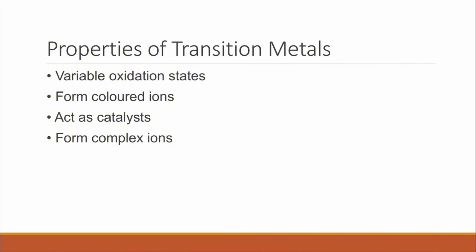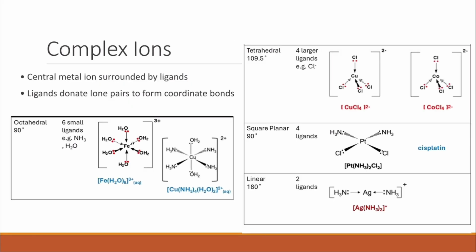So what are the properties of transition metals? They have four properties, which we are going to talk about in the discussion of the transition metals. The first one is having a variable oxidation state, and then being able to form colored ions. They act as catalysts and they form complex ions. So let's start by talking about the complex ions.